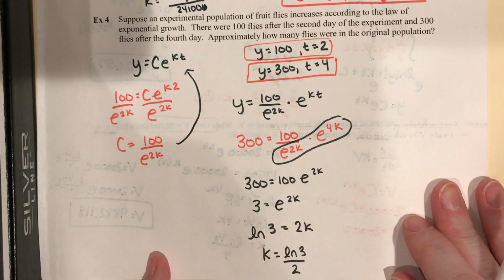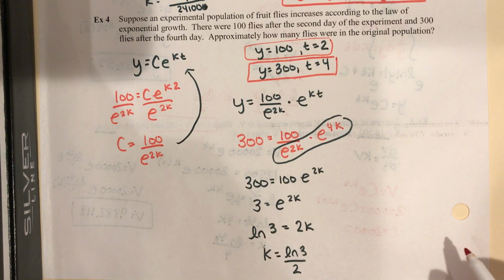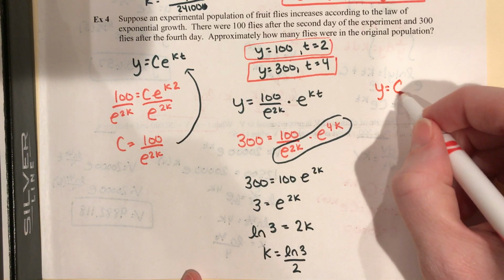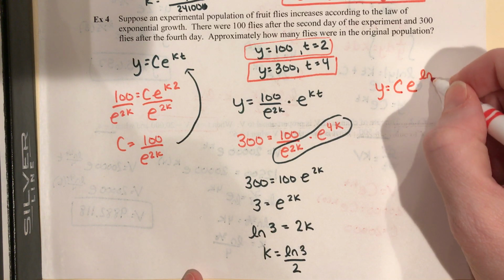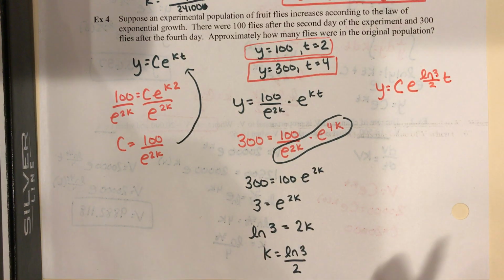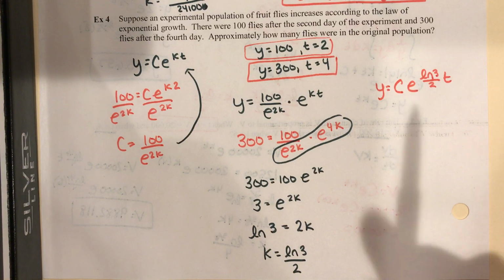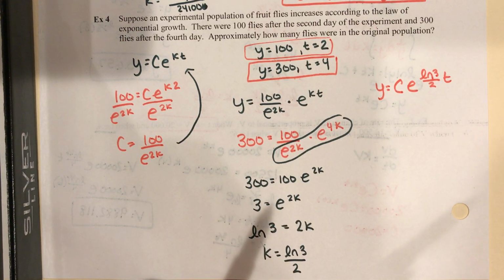Okay, so now I have enough information to write somewhat of a solution. Y is equal to, I still don't know what c is, c, e, but I do know what k is, the ln of 3 over 2 times t. Okay, so the question is asking approximately how many flies were in the original population. So I've got my equation here. I still don't know what c is. That's kind of the tricky part. So what I can do is I can redo my given from the first one and hopefully help me solve for c.